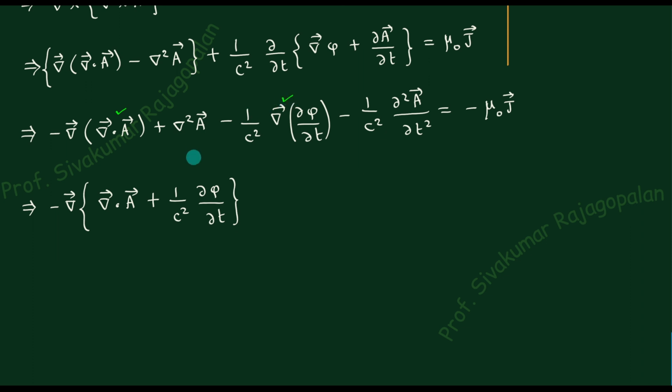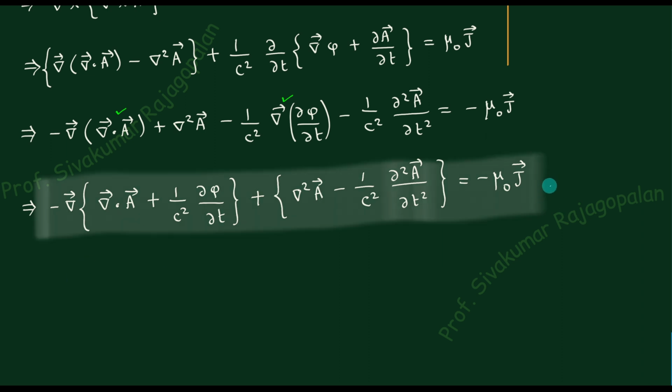So these are the terms that we have clubbed together, and then what is left out finally? What is left out is that I have del square A, then you have minus 1 over c square dou square A by dou t square, that equals minus mu naught into J. And that's it. There is nothing more to simplify. I will say that this is the final equation corresponding to the Ampere Maxwell equation.